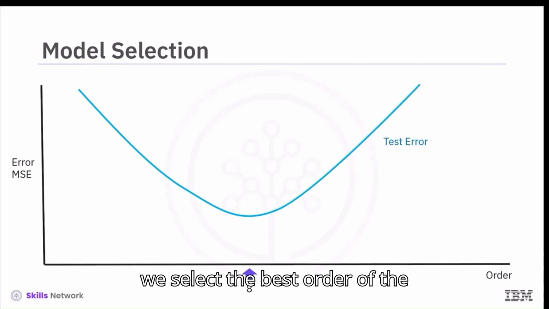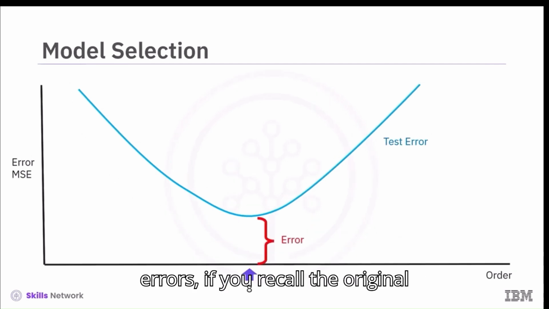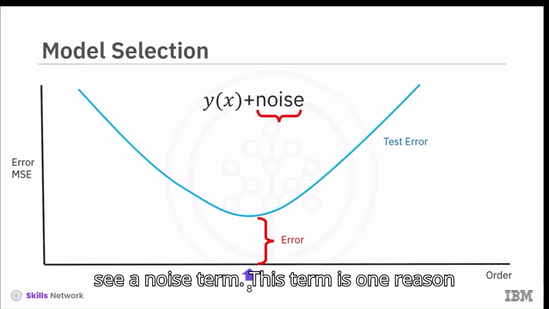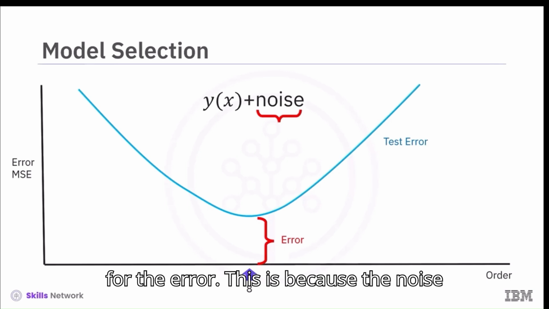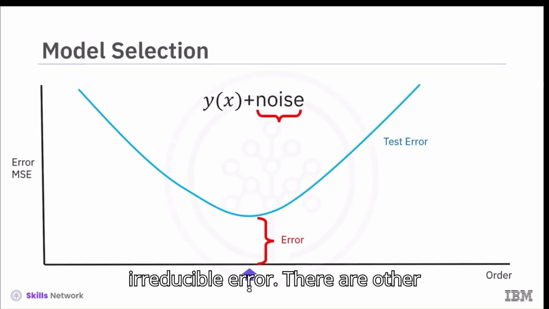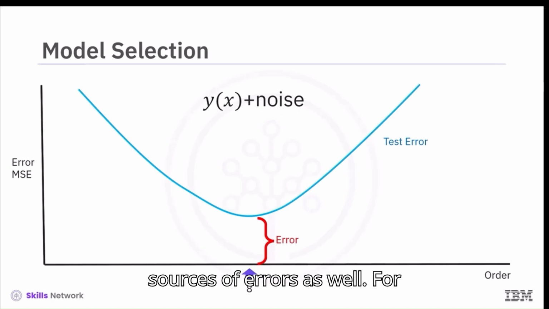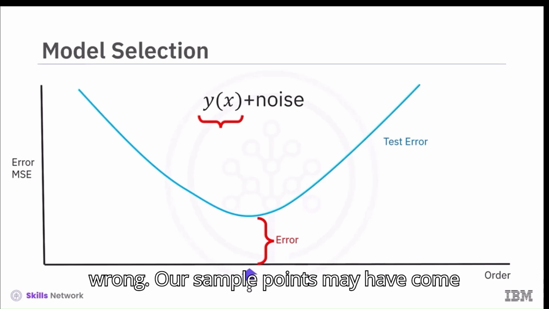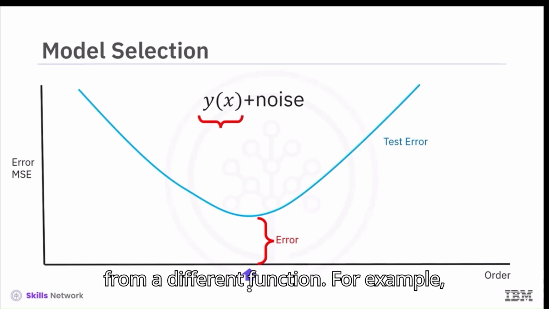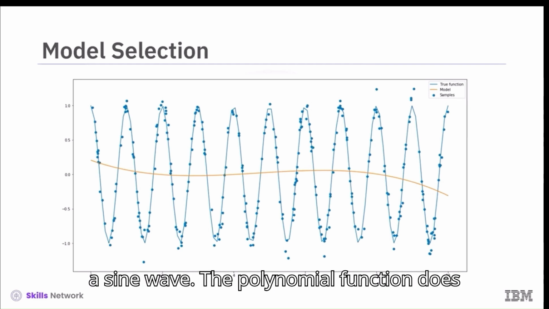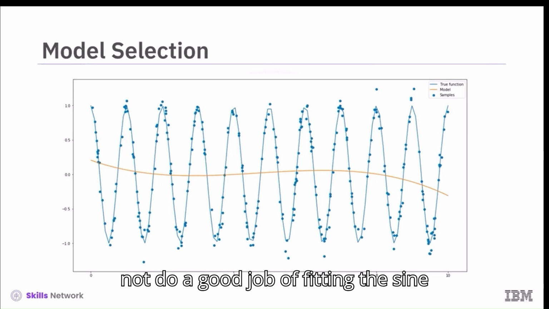If we select the best order of the polynomial, we will still have some errors. If you recall the original expression for the training points, we see a noise term. This term is one reason for the error. This is because the noise is random and we can't predict it. This is sometimes referred to as an irreducible error. There are other sources of errors as well. For example, our polynomial assumption may be wrong. Our sample points may have come from a different function. For example, in this plot, the data is generated from a sine wave. The polynomial function does not do a good job at fitting the sine wave.